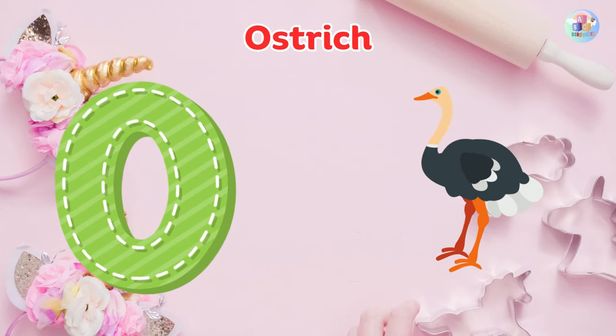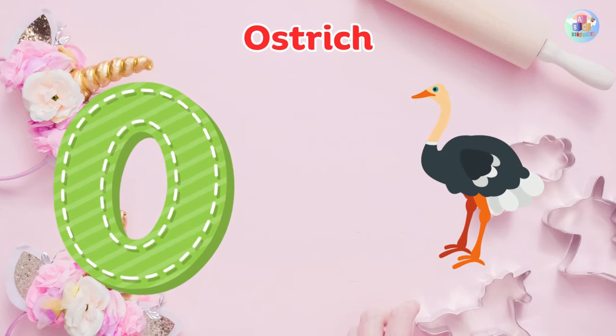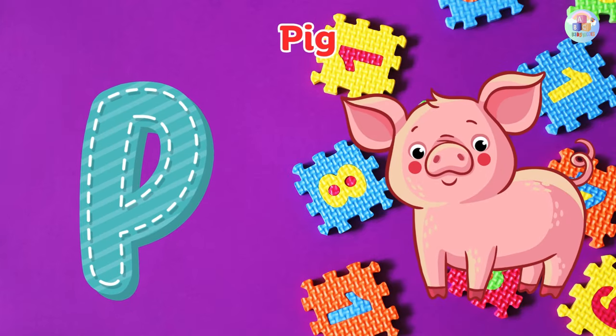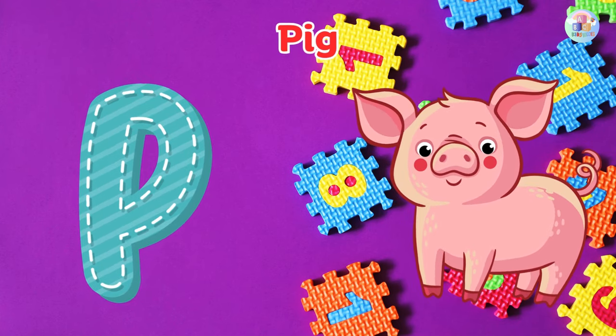O is for ostrich, o, ostrich. P is for pig, p, pig.